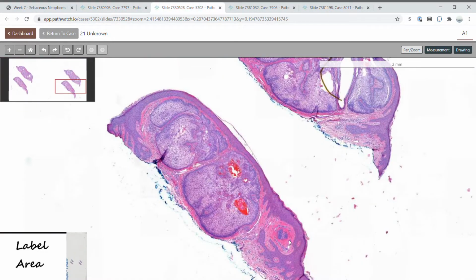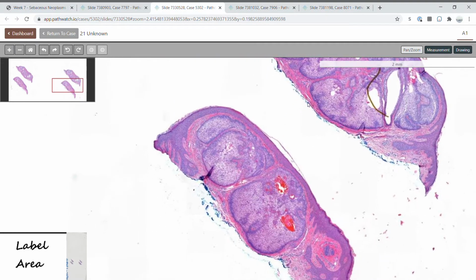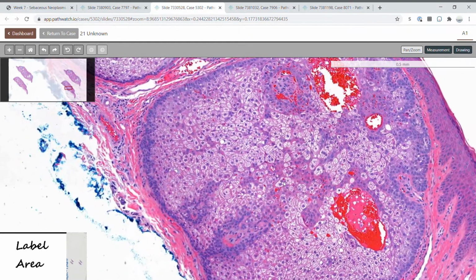Here is a sebaceous adenoma. This is a circumscribed proliferation in the dermis, which can sometimes show connection to the overlying epidermis. You can see here a proliferation of predominantly mature sebocytes compared to immature sebocytes. Here, sebaceous adenoma is defined as having greater than 50% mature sebaceous cells compared to the basaloid cells.